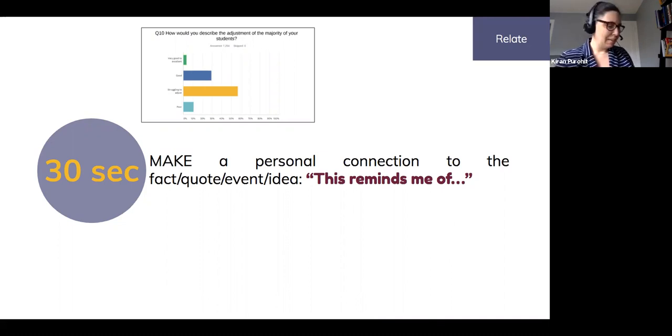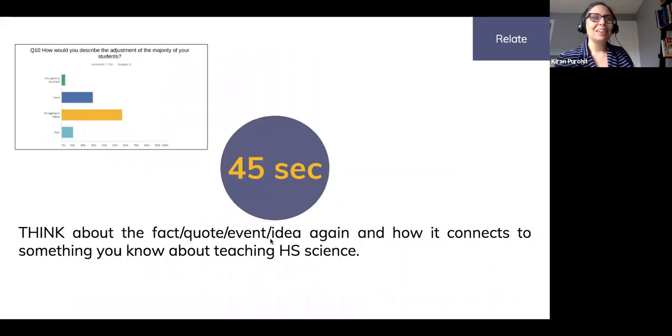Okay. All right. We're going to go to the next one. Next. So think about this graph again and how it might connect to something you know about teaching high school science. Again, just think on your own, and we're going to share answers in a moment.